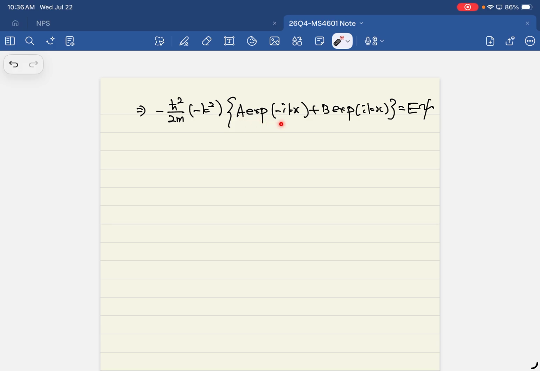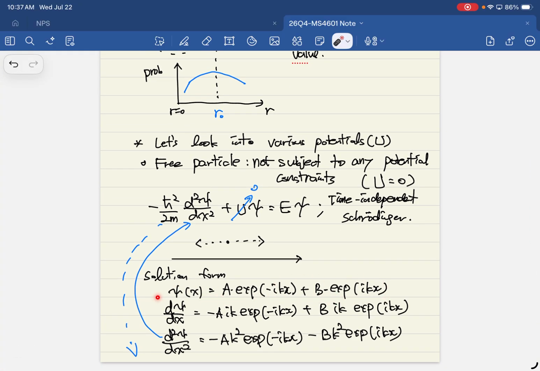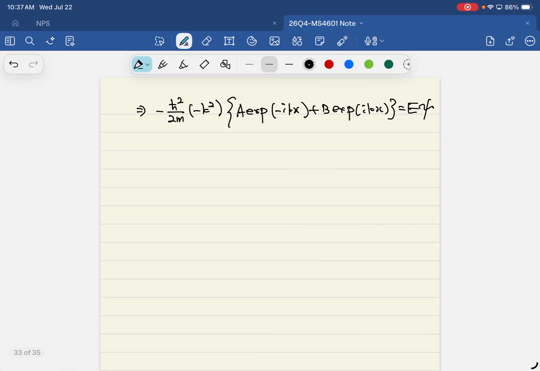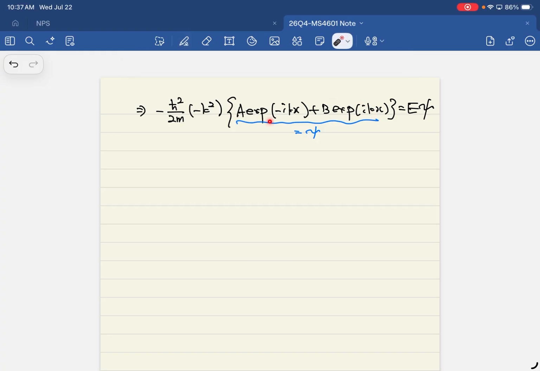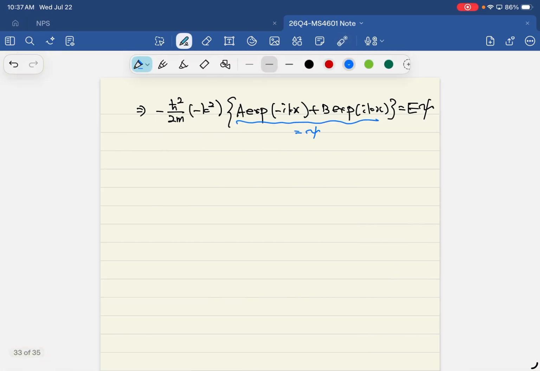Okay, so then look at this part. A times exponential minus ikx plus B times exponential ikx. What is this one? This is simply the guess solution form, right? So what that means is that this one is simply psi itself, the guess solution itself. Again, look at this part, and then here. Okay, same. So now we can rearrange the problem here. That is essentially h bar square k square over 2m psi equals E psi here, right?